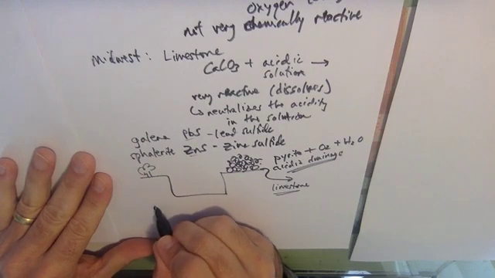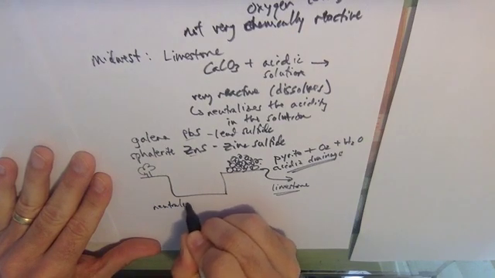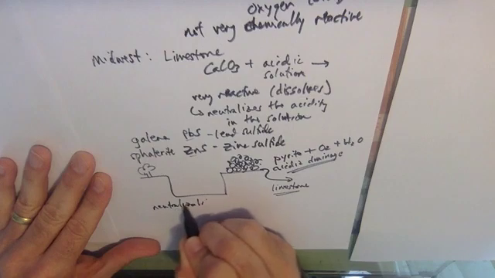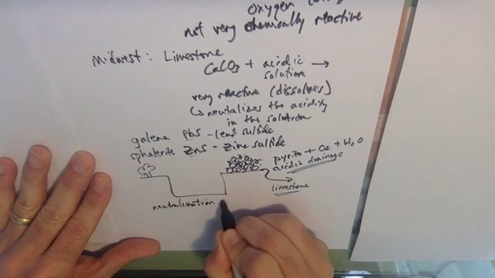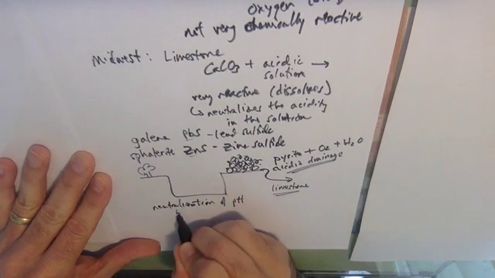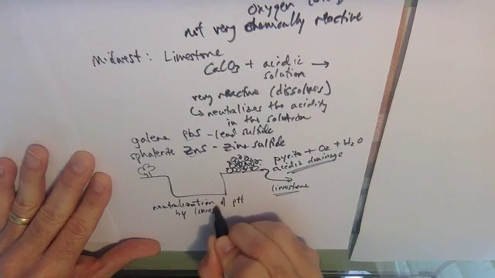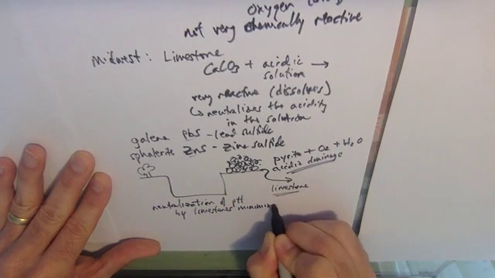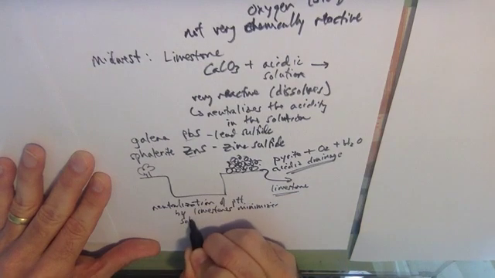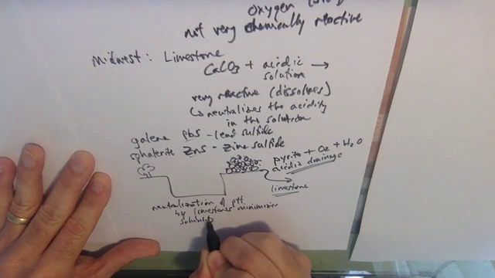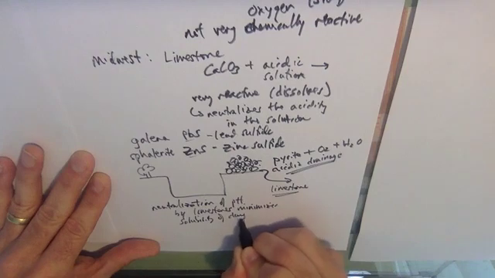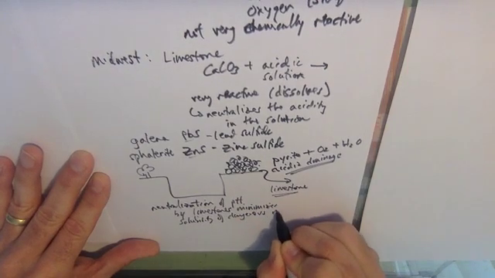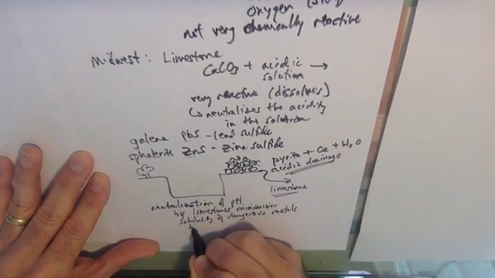So neutralization of pH by limestone minimizes the solubility of dangerous metals from these mines.